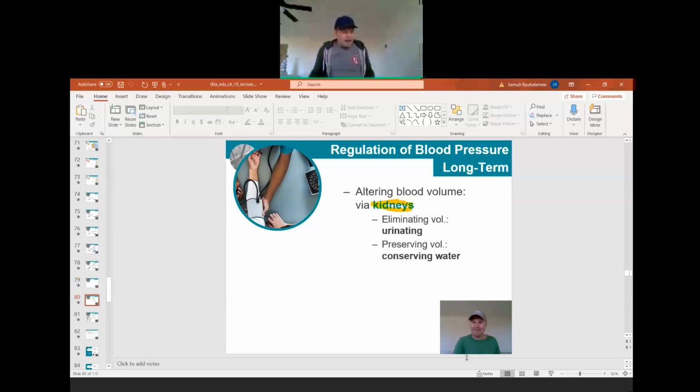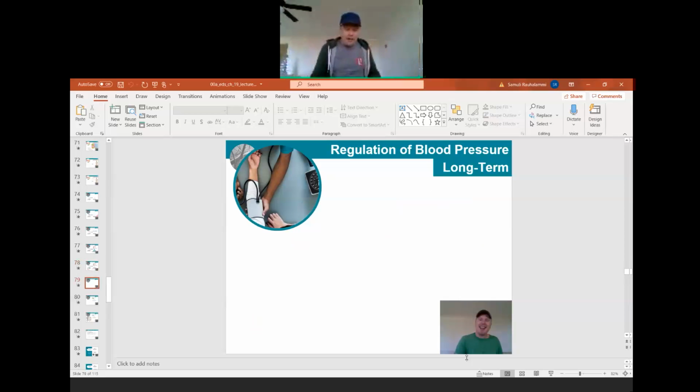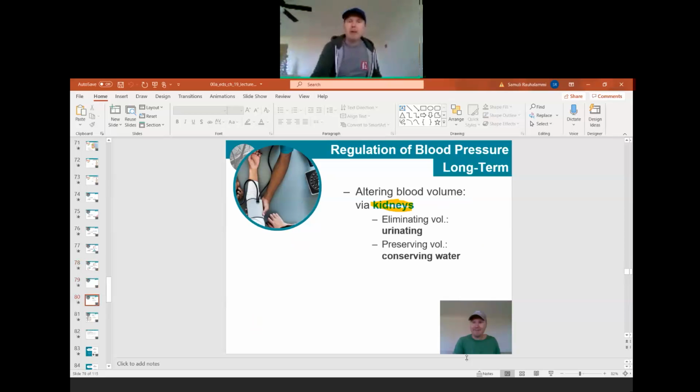So really, what is the structure that would control the blood pressure, and not in this short-term manner that we just saw, which was like an immediate response? Let's take medication that acts immediately. Let's treat the cause that acts immediately. Let's do vasodilation or vasoconstriction. But if it's a longer-term issue, how do we regulate the blood pressure?